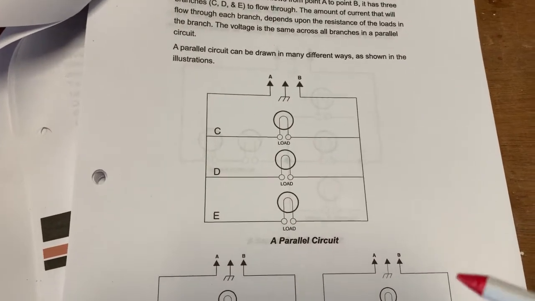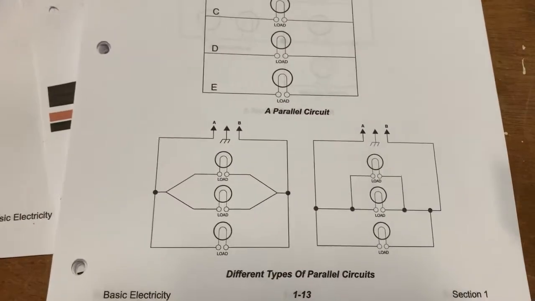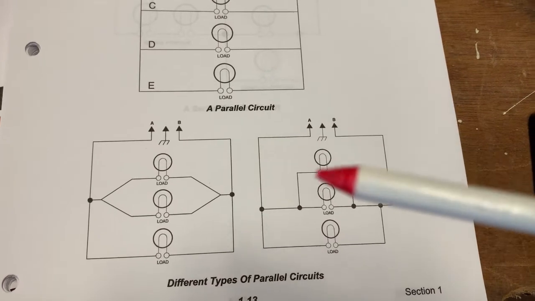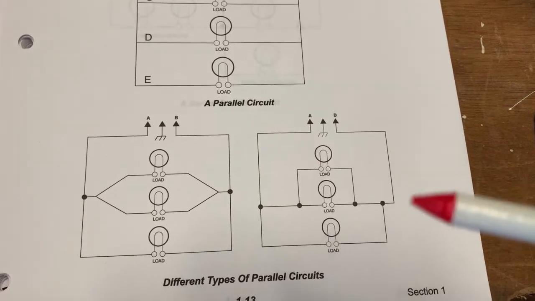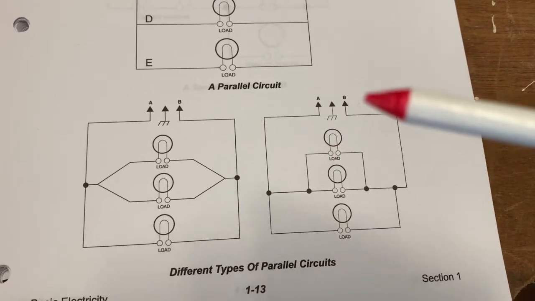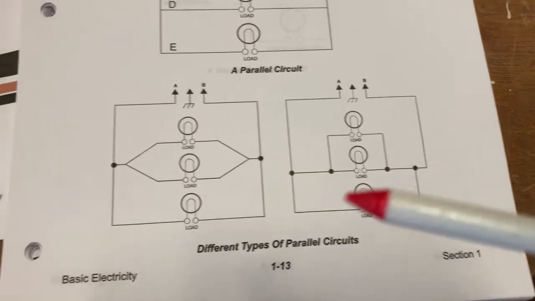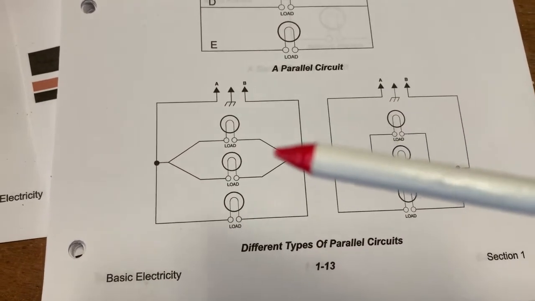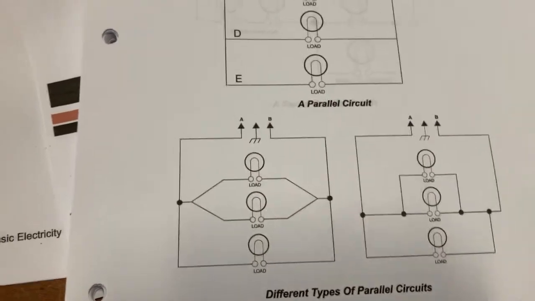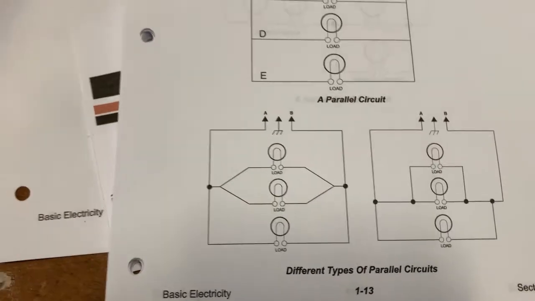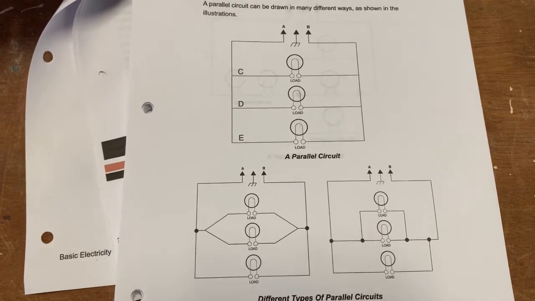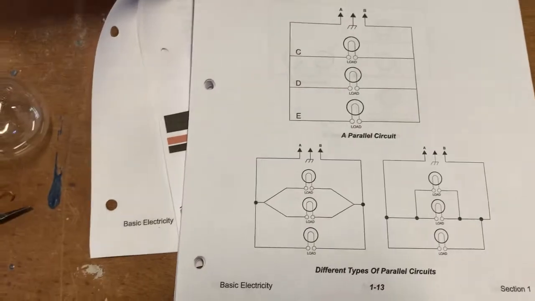So this is a parallel circuit again, and in your sheets you'll see there are different ways to wire parallel circuits, but the main idea is that the load, which is light, heat, or motion, is independently connected to line and to neutral. Neutral to one side and line to the other side. Parallel circuits are by far the most common type of circuit that you'll see in household, residential, and commercial wiring.